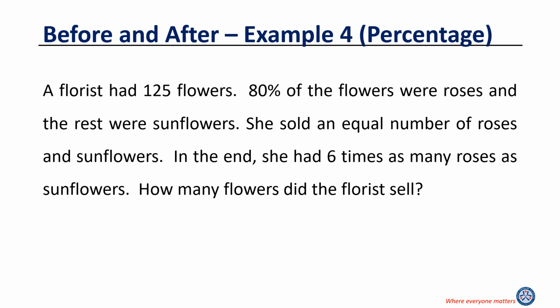Let's read the problem first. A florist had 125 flowers. 80% of the flowers were roses and the rest were sunflowers. She sold an equal number of roses and sunflowers. In the end, she had 6 times as many roses as sunflowers. How many flowers did the florist sell?